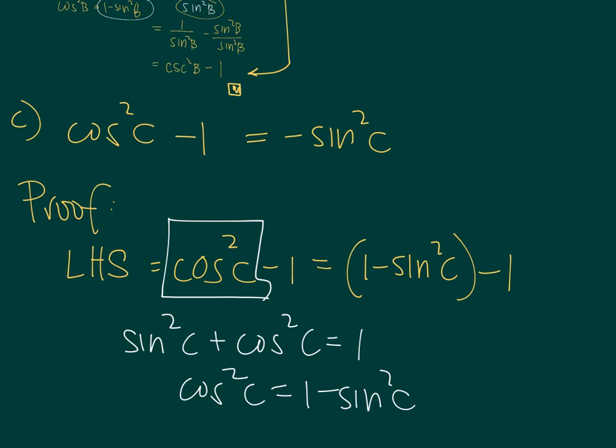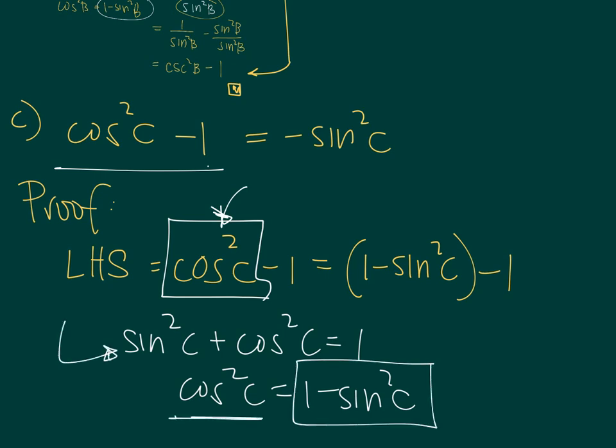Why? Because that's why it is. So we chose the left hand side. We're replacing this by 1 minus sine squared C. They're the same, coming from this. So our next step, we replace it. This became 1 minus sine squared C. The minus 1 is still there. We're just changing this.